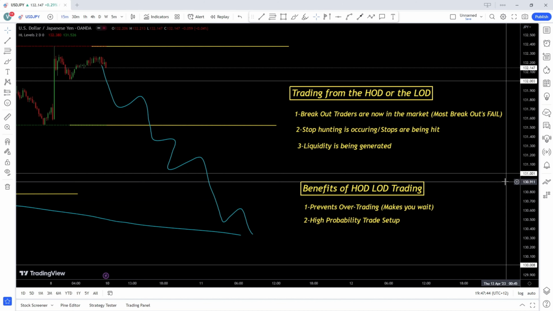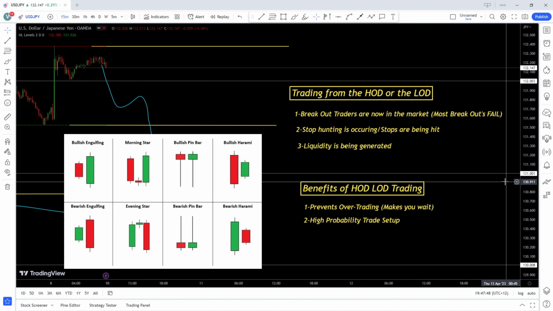But another key thing is to understand price action. So understand pin bars, engulfing candles for the confirmation of when they're going to come back down inside of the box.